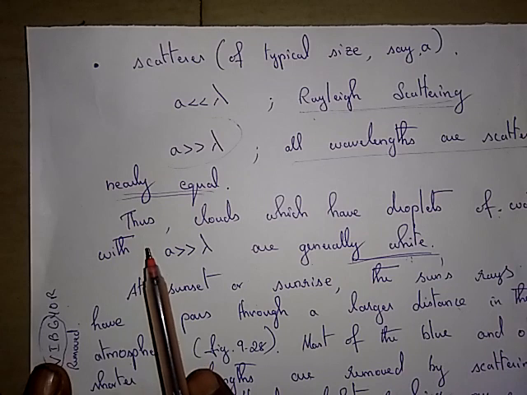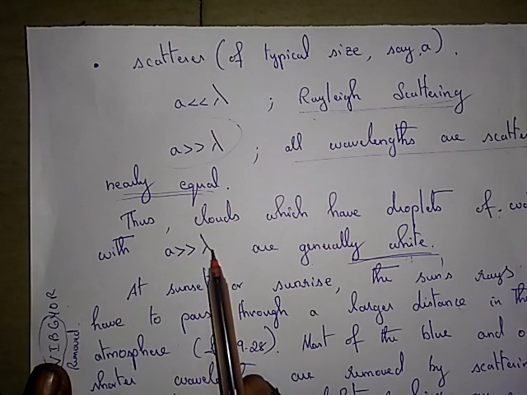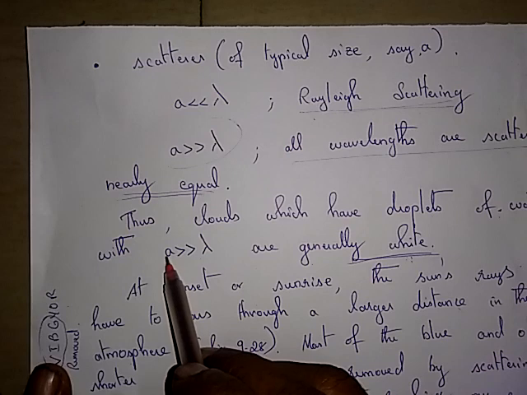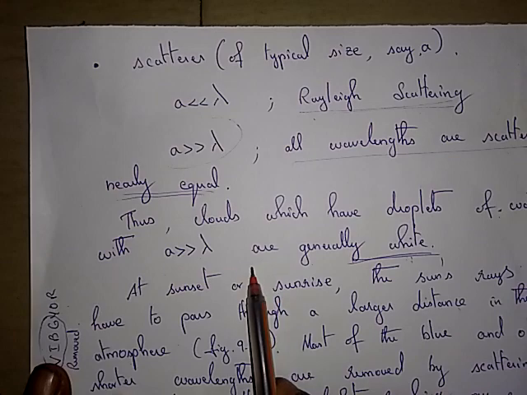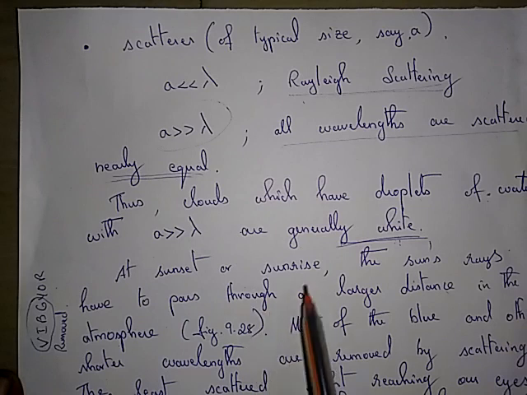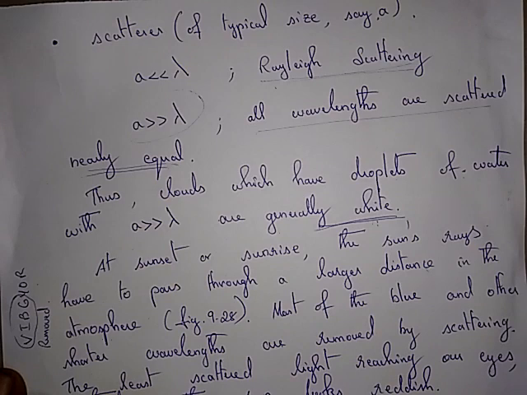So we can say that clouds, which have droplets of water with A very much greater than lambda, that means the cloud has droplets whose size A is very much greater than lambda, are generally white because all the colors are combined together to produce white. Now at sunset or sunrise, the sun rays have to pass through a larger distance in the atmosphere. Most of the blue and other shorter wavelengths are removed by scattering. The least scattered light reaches our eyes. Therefore, the sun looks reddish.